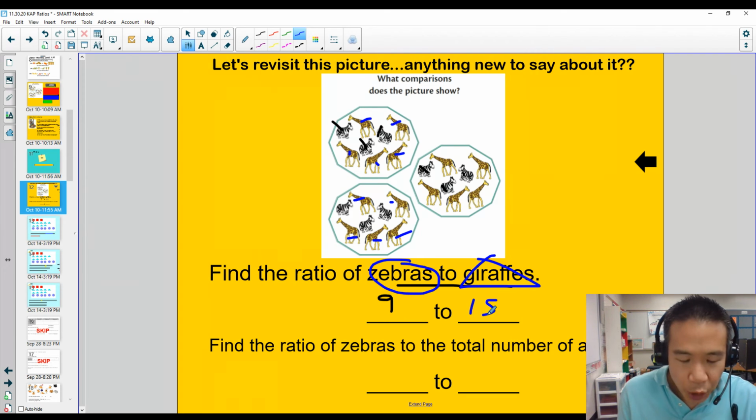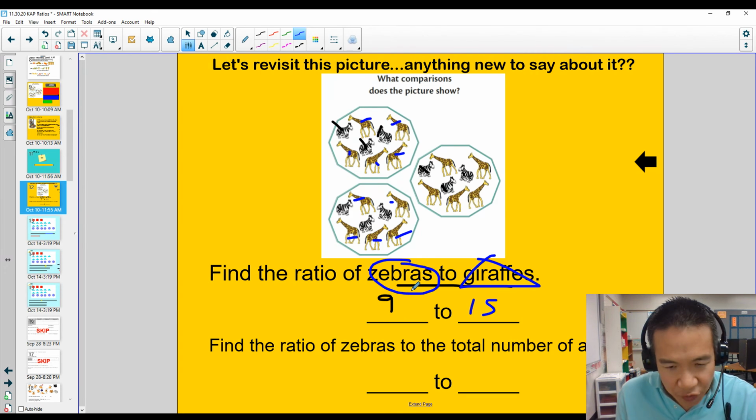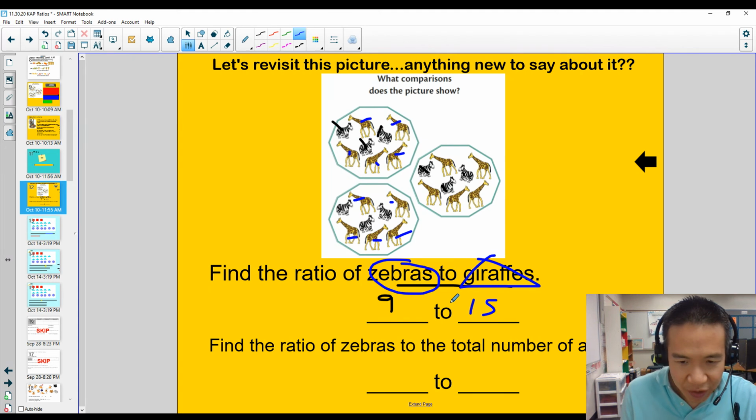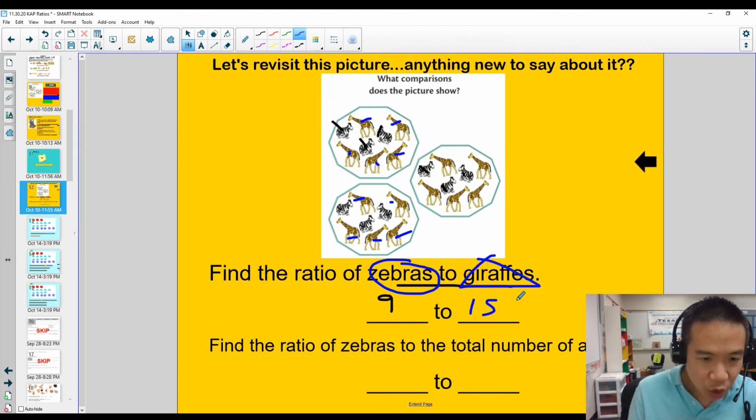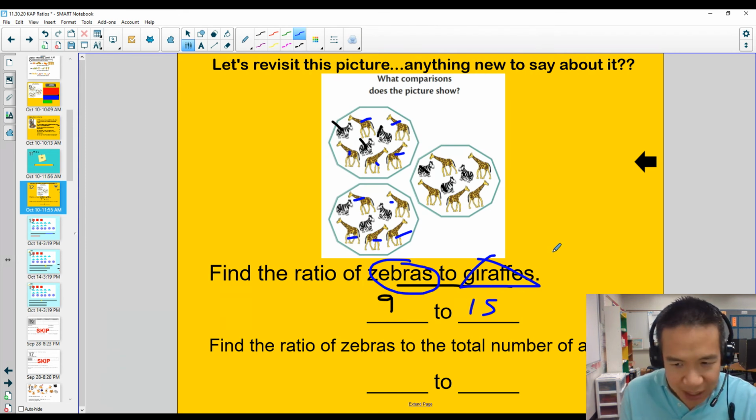So does order matter? Yes, it does. The first thing I needed to find was zebras, which is 9, then giraffes. If you wrote it 15:9, that's backward. You will get it wrong. Did you know you can simplify 9/15?